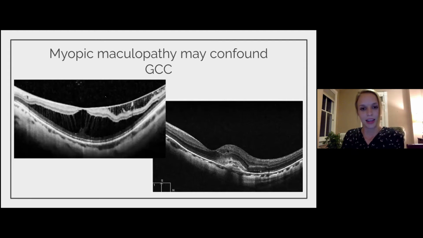But again, our retinal changes associated with myopia can really mess with our scans. In the left picture, you have an extreme example of tractional schisis. And in the right, you have an example of a myopic CNVM. So we have to take our scans with a grain of salt in our highly myopic patients and keep an eye out for other structural changes.